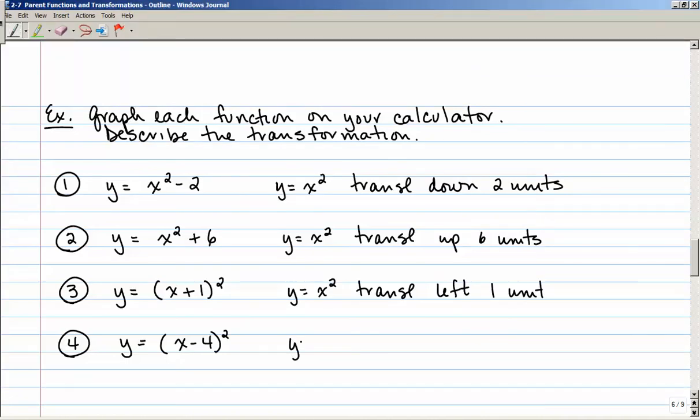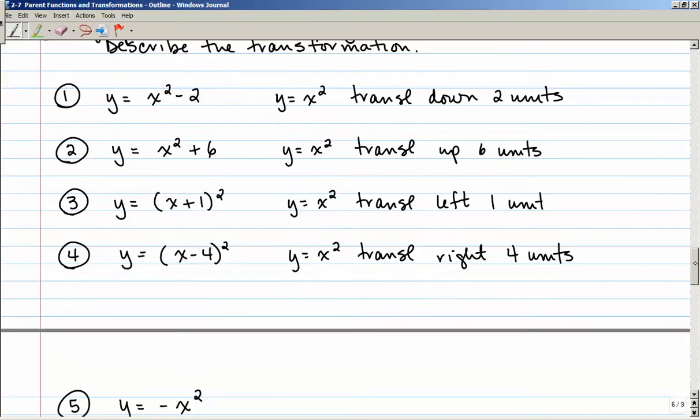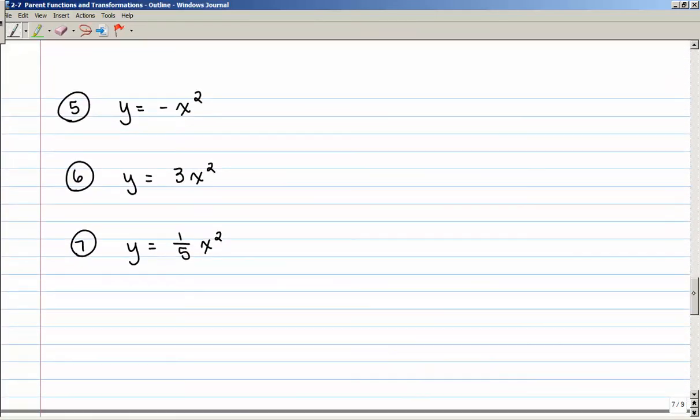So it's my parent graph, y equals x squared, translated right 4 units. Okay. So whether the plus or minus a number is outside the x squared or inside the parentheses determines which way it moves. Okay, let's take a look at number 5.